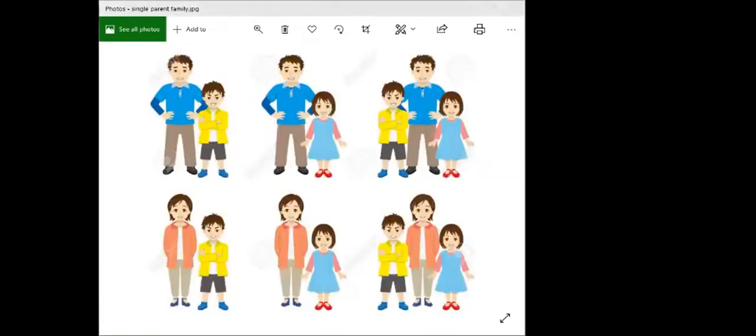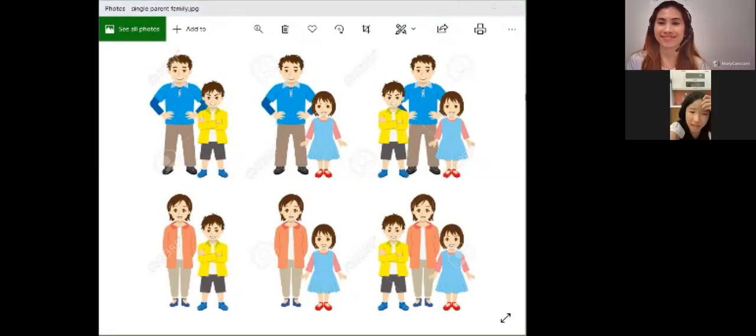What kind of family is this? Can you describe them? What are their similarities? There are one man and one boy. Okay. Aside from that, that could be the same with the others. So when there's only one parent, it could be a father or it could be a mom. What kind of family is this?